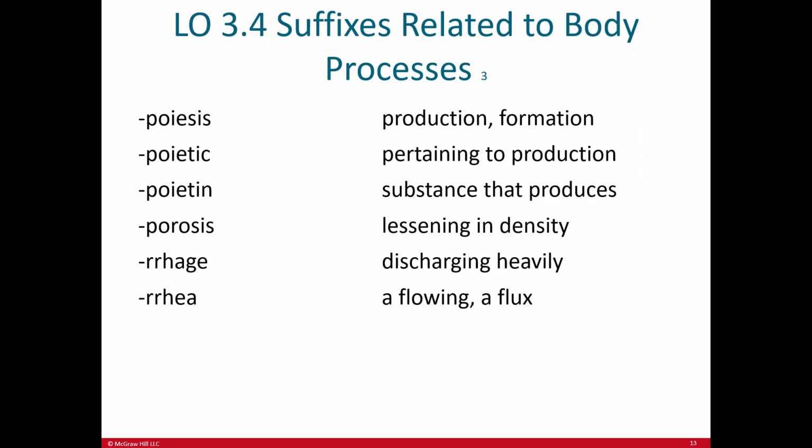All right, here we have poiesis. Poiesis means production or formation. Then we have poietic, which is pertaining to production. Remember that IC kind of means you're pertaining to something. Poietin is the substance that produces. Porosis, lessening in density. Remember we talked about osteoporosis. Then rrhage, that's discharging heavily. Think of that raging river. Rhea is a flow or flux.